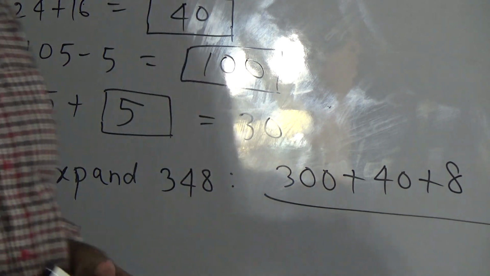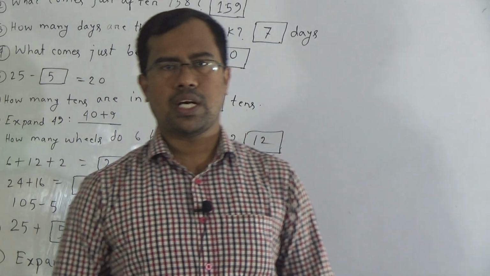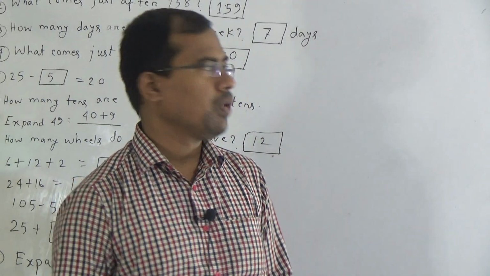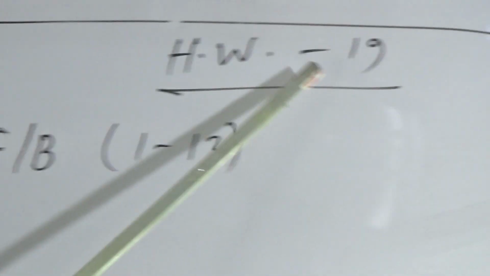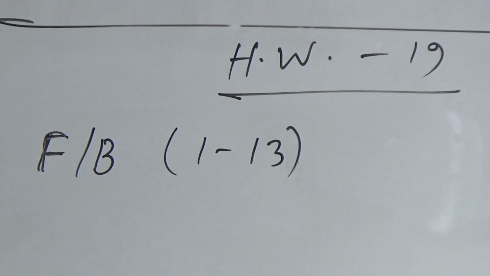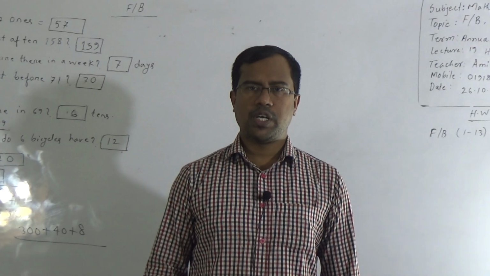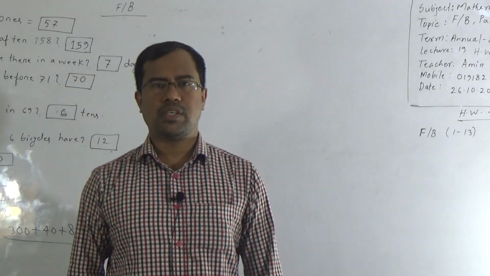Dear students, we have finished our today's CW. I think you have understood today's class. You have to practice more and more at home. Now I am giving you SW. Our today's SW number is 19 number SW, and topic of today's SW is fill in the blanks 1 to 13. Dear students, do your SW properly and submit on next Saturday.